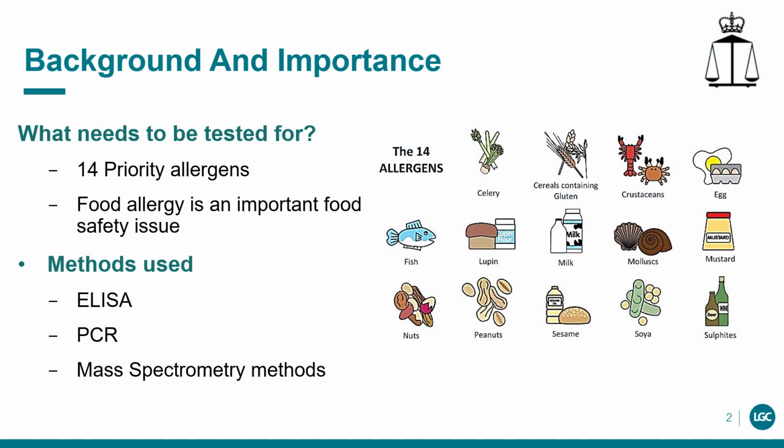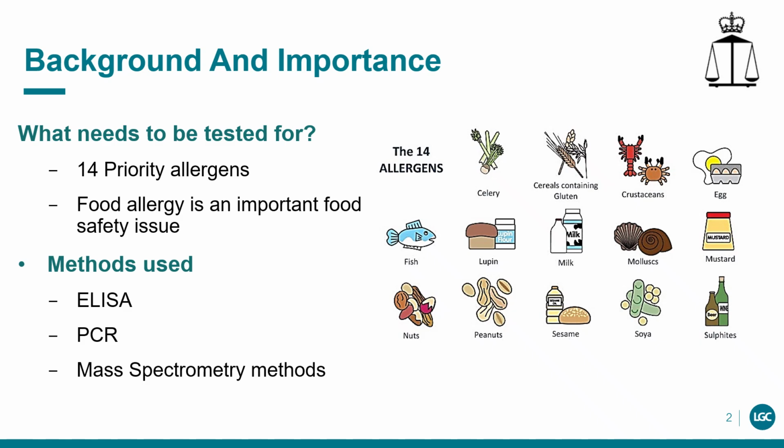UK food labelling regulation requires that the presence of any of the 14 priority allergens be stated if known to be present in a product. As food allergy is an important food safety issue, it is essential that there are validated methods in place to both detect and quantify the presence of allergens in food products.